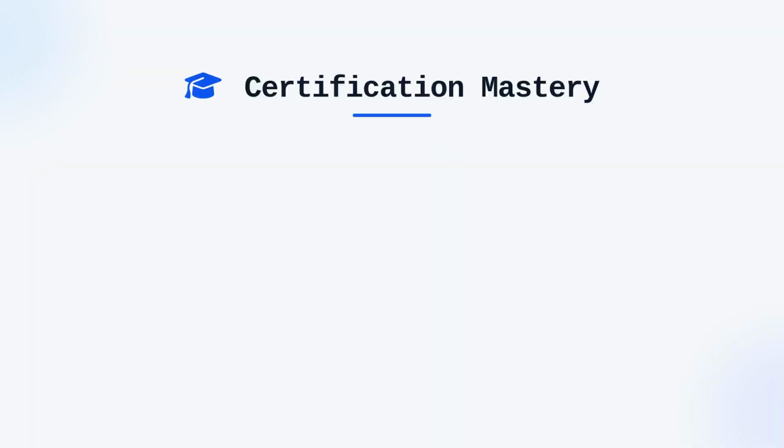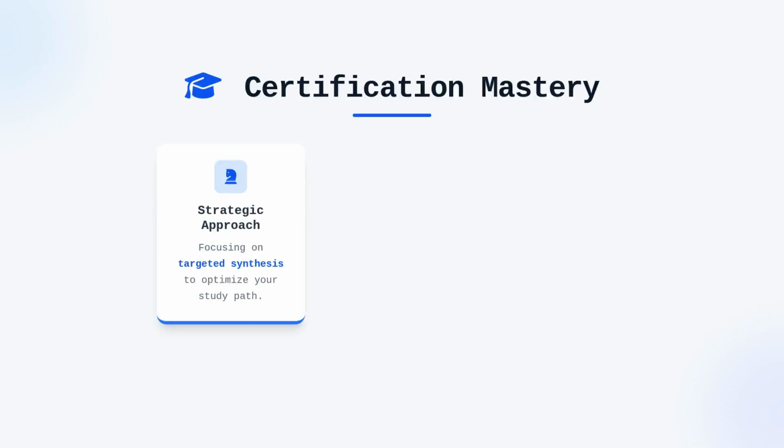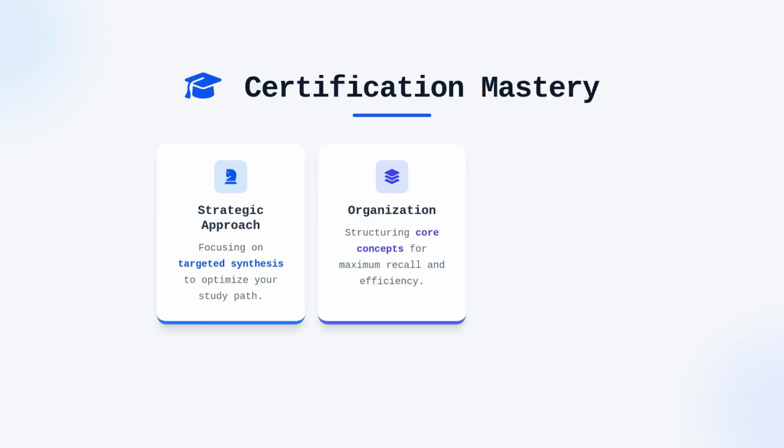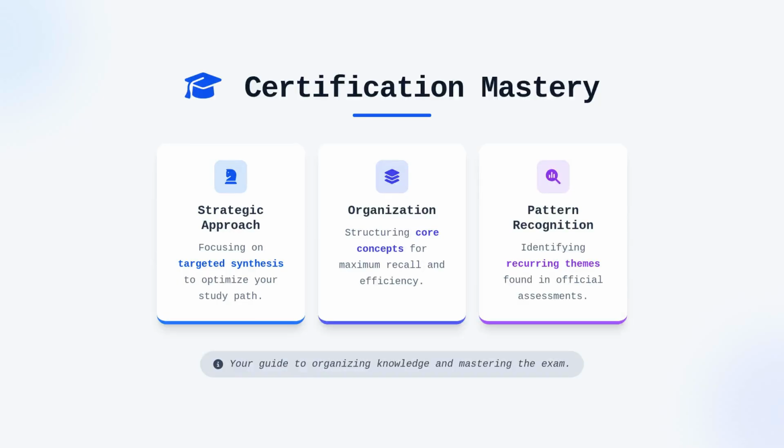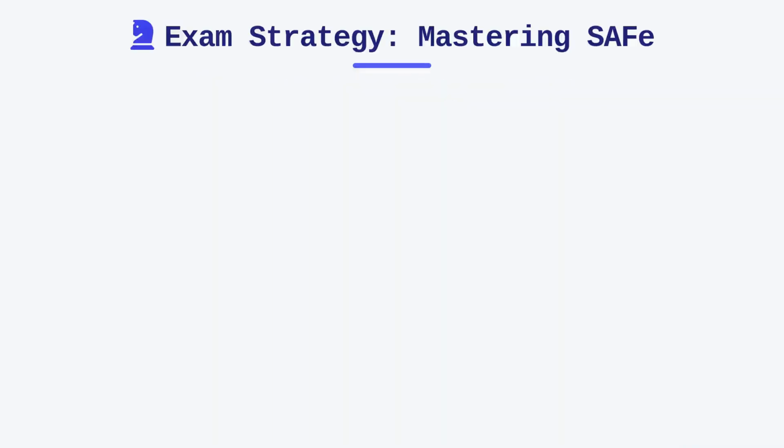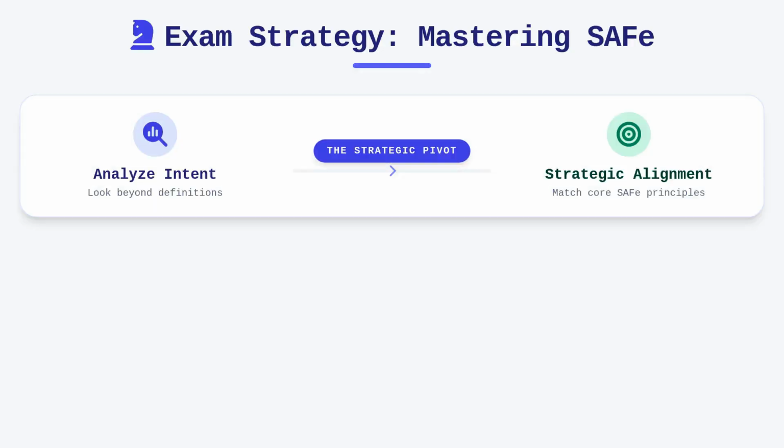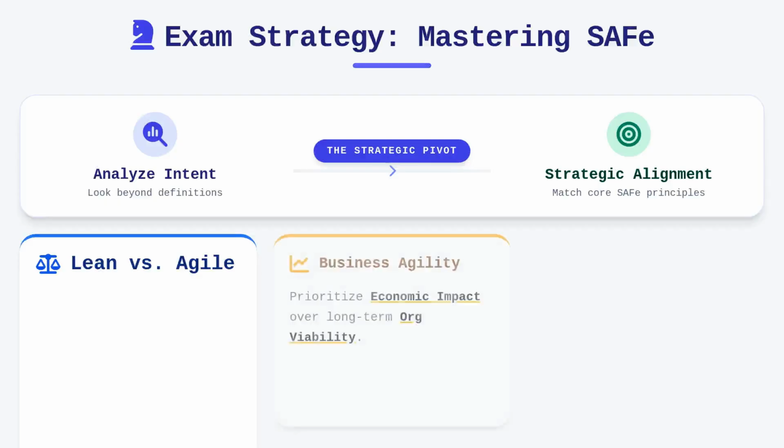Welcome back, and let us now focus on strategic approaches to mastering key concepts required for your certification exam. This chapter serves as a targeted synthesis designed to help you organize your knowledge and recognize patterns that frequently appear in the official assessment. Strategy in the context of an exam often entails recognizing the underlying intent of the question setter rather than just reciting definitions. When you encounter a scenario involving business agility, you should always look for indicators that weigh the economic impact of decisions against long-term organizational viability.